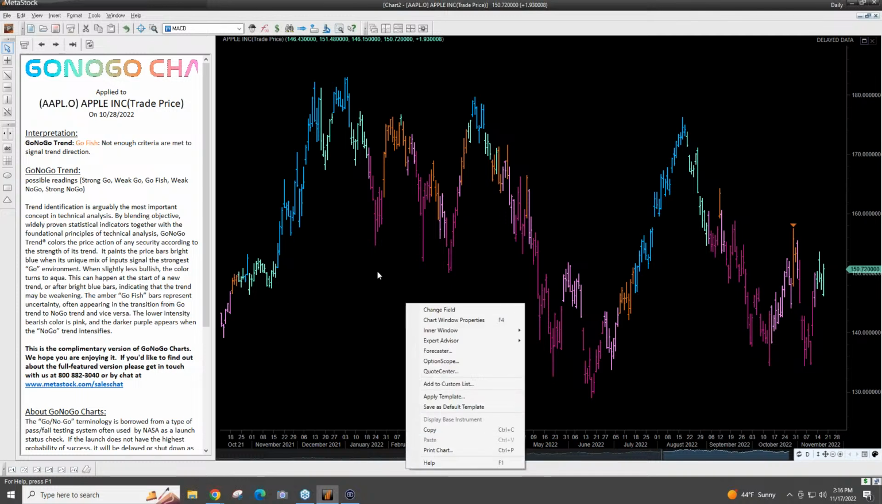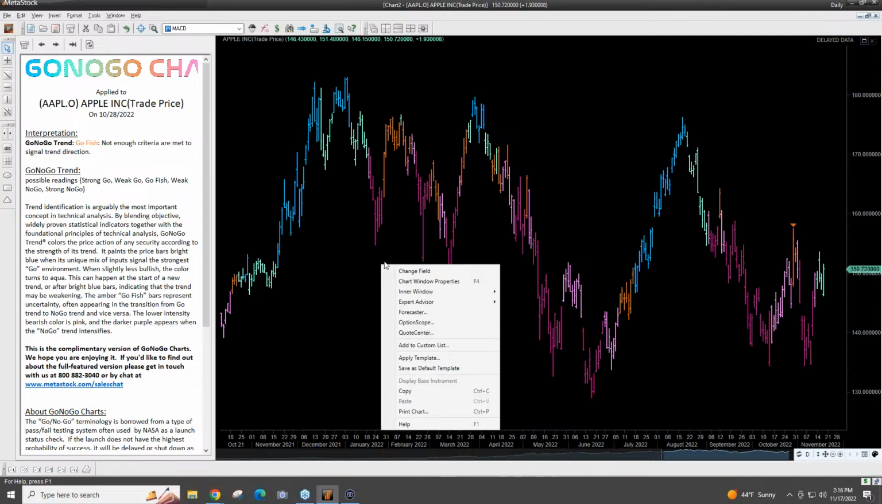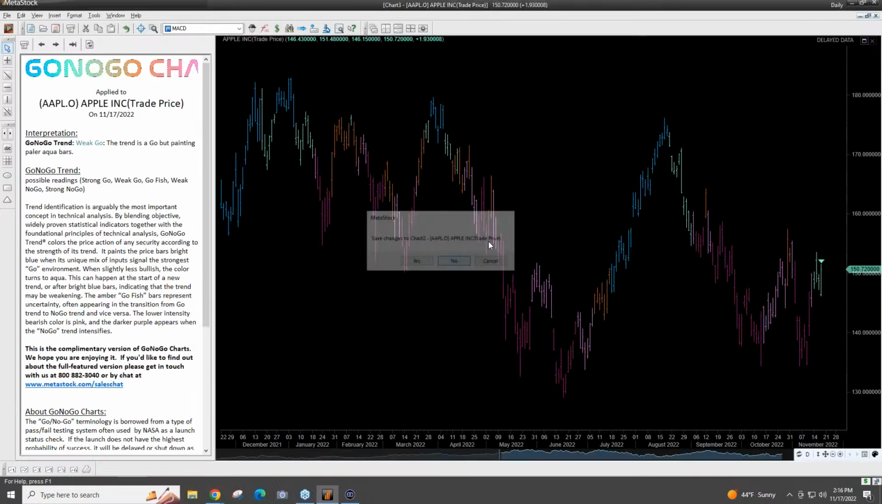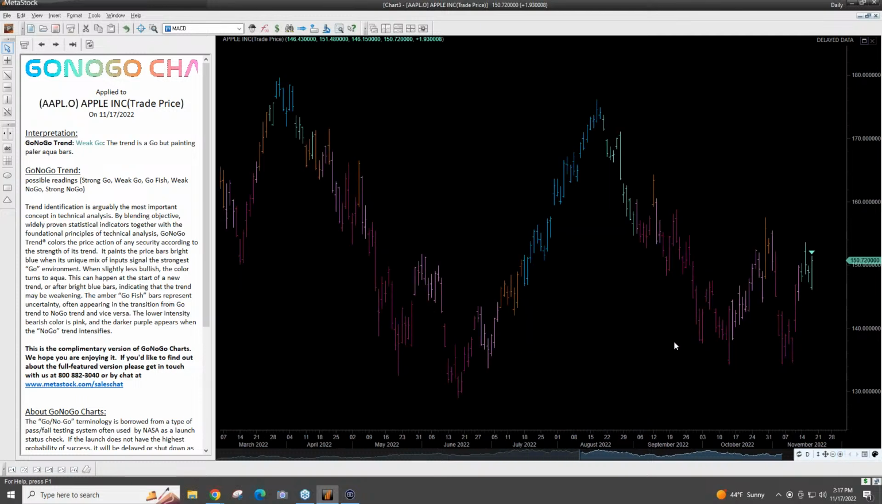But the way you can also apply it in the chart is I'm gonna right click on the chart, and choose Apply Template. I'm gonna scroll down my list until I see GoNoGo Charts, and just double click that, and it'll open the chart. It was the same symbol, so it looks the same right now. With Apple, we're in a weak go trend, so not really a great time to get in on a buy or a sell, an entry on either side of the market.